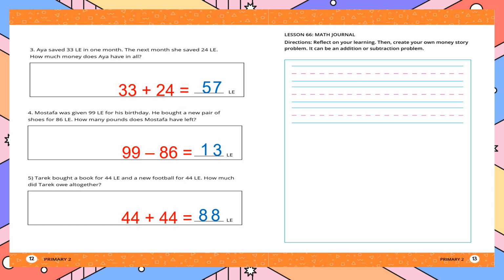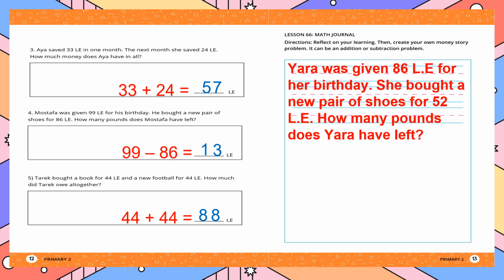Let's move to math journal. Reflect in your learning, then create your own story problem. It can be an addition or subtraction problem. Yara was given 86 LE for her birthday. She bought a new pair of shoes for 52 LE. How many pounds does Yara have left? As we said before, left is a keyword for subtraction. So 86 minus 52 equals 34 LE.